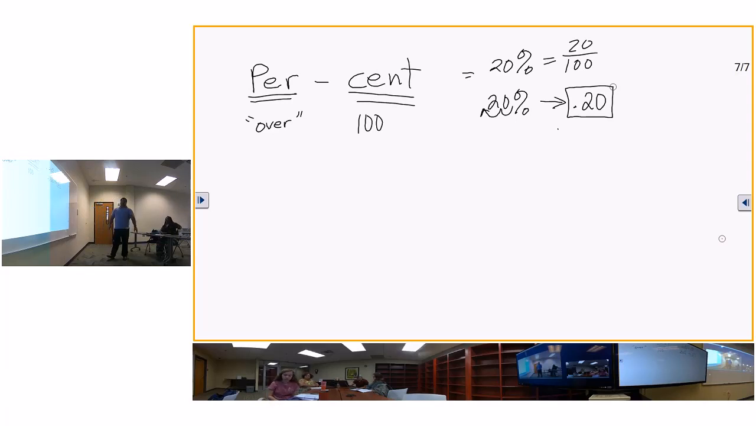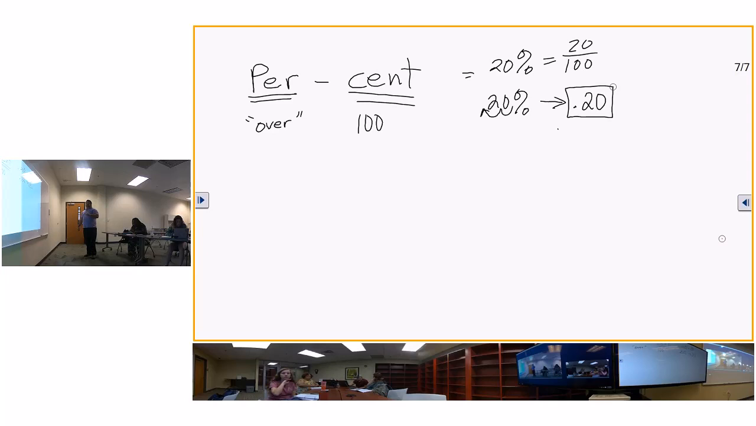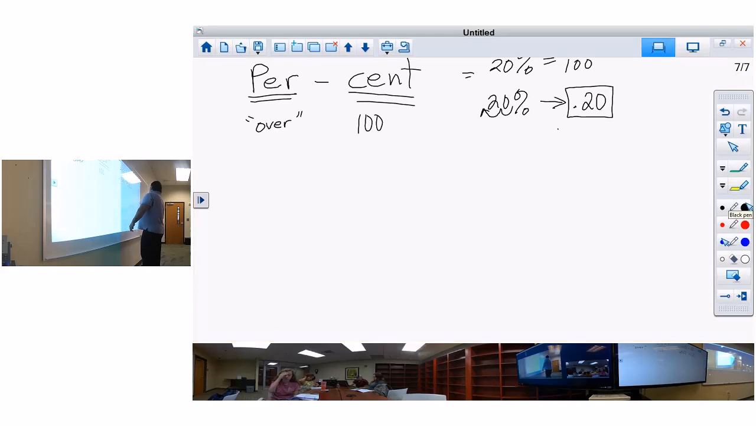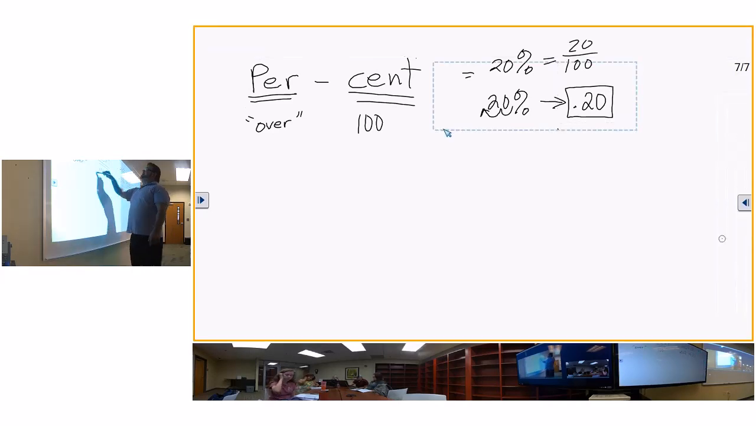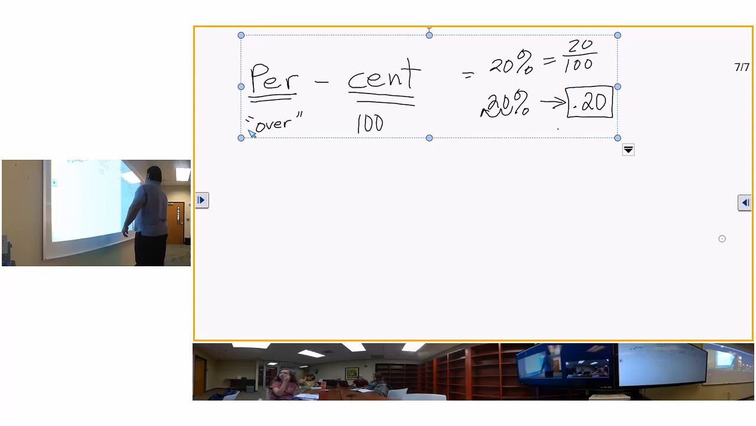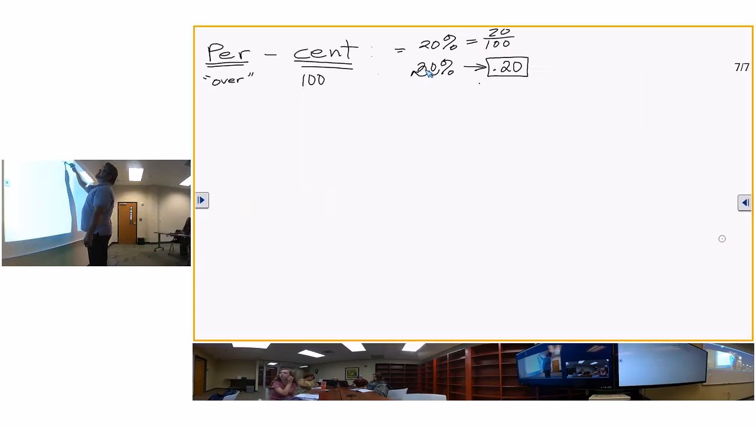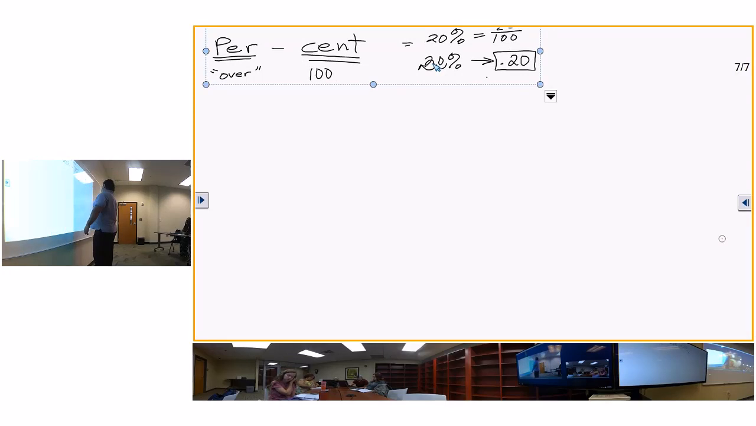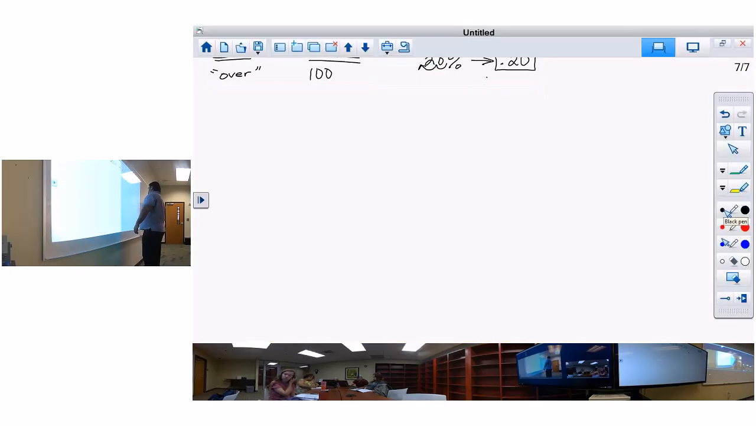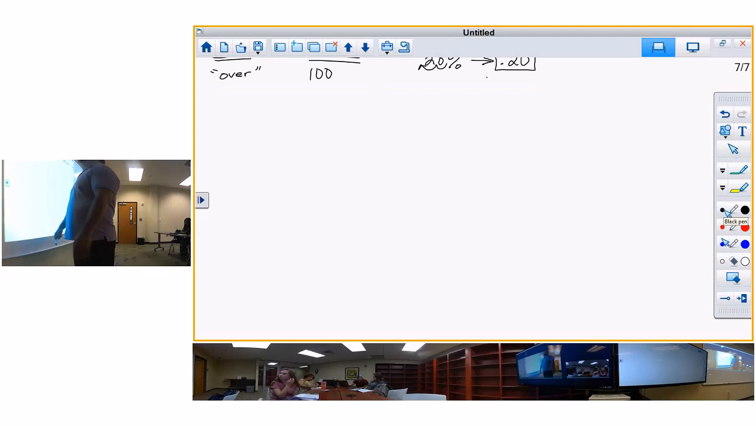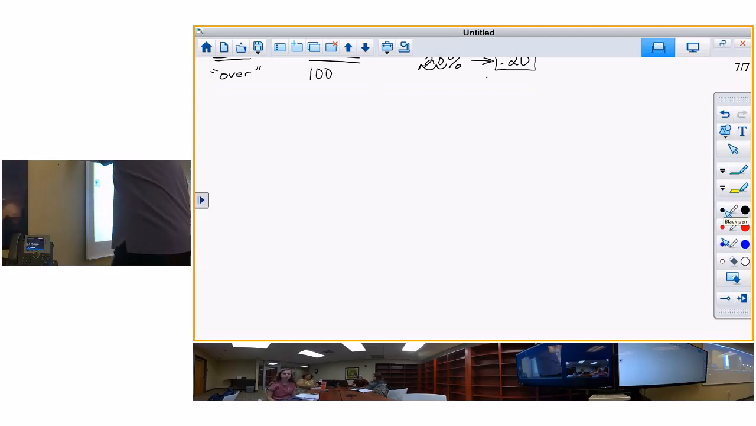Now, the two questions that I'm going to show you, there's two types of percent questions. What are they? Well, I call them sentence questions. What do you mean, sentence questions? Well, they're just a sentence. That's it. You've seen them on standardized tests, on SATs, and probably on this homework.